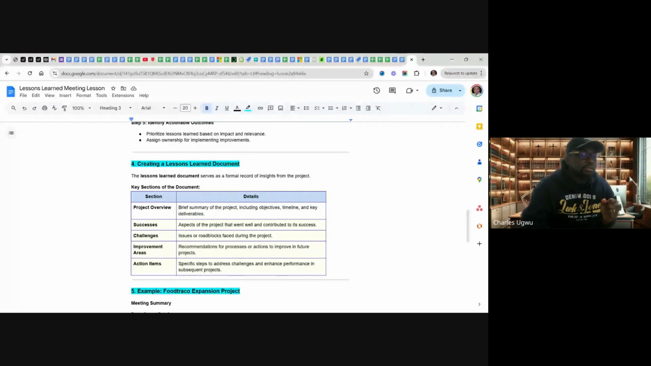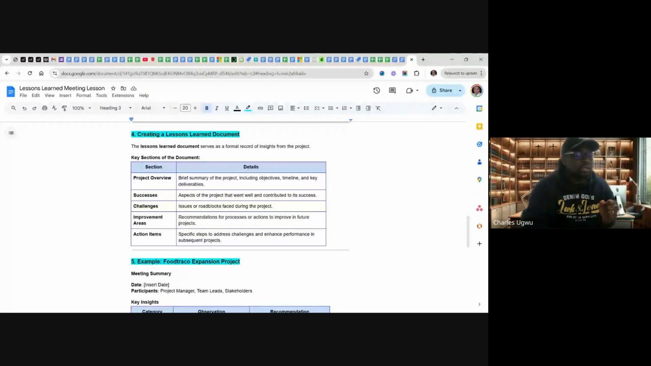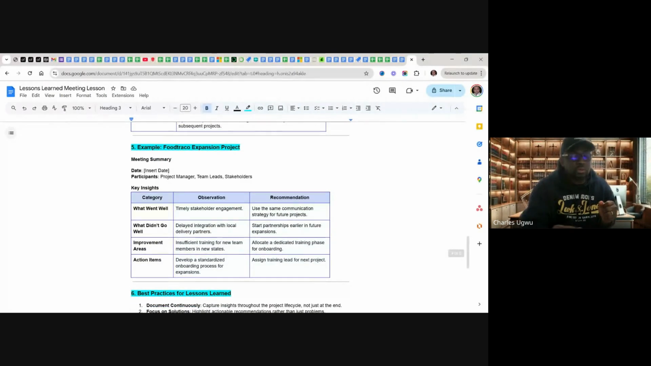All right. So this is the kind of template you are going to be using. Let's look at an example of a live lesson learned, so you see how it's going to look. Here we have a lesson learned for Utraco expansion projects. And in this, the participants here are the project manager, team lead, and stakeholder.